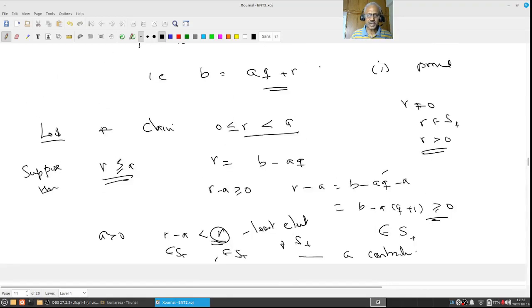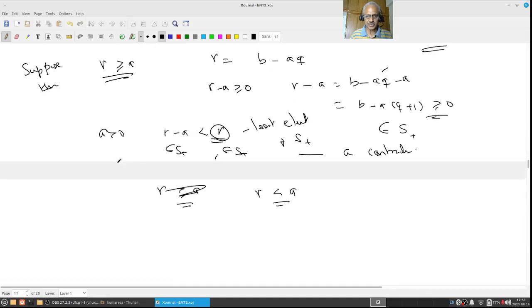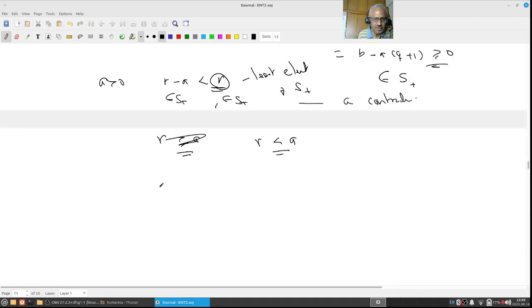We already know r belongs to S plus, therefore it is greater than or equal to 0. Therefore what have I shown? You have shown b equals aq plus r, where 0 less than or equal to r less than a. Okay, we have proved the existence part.